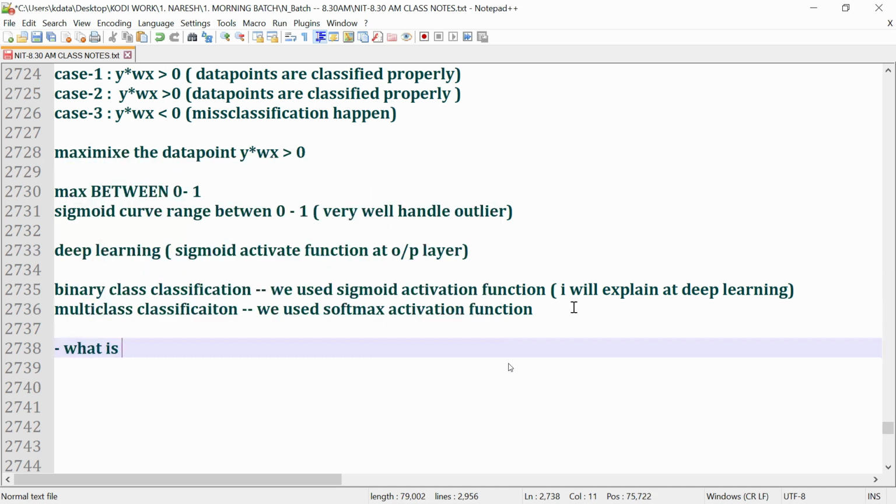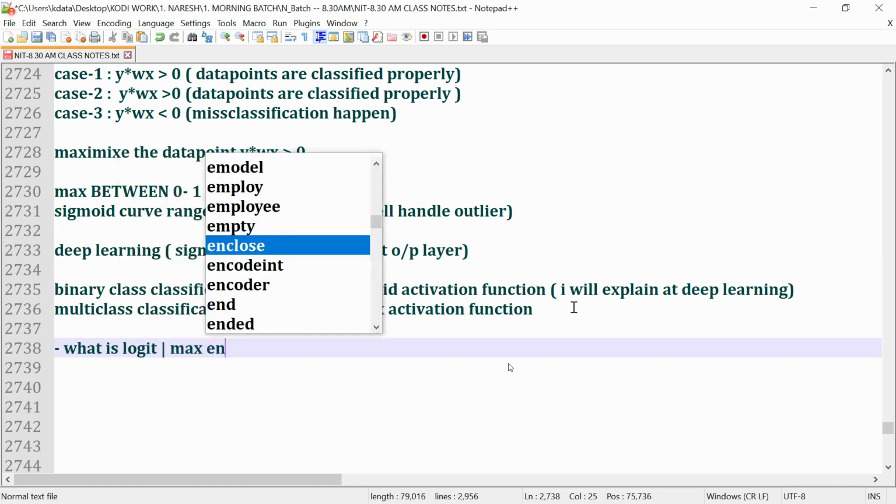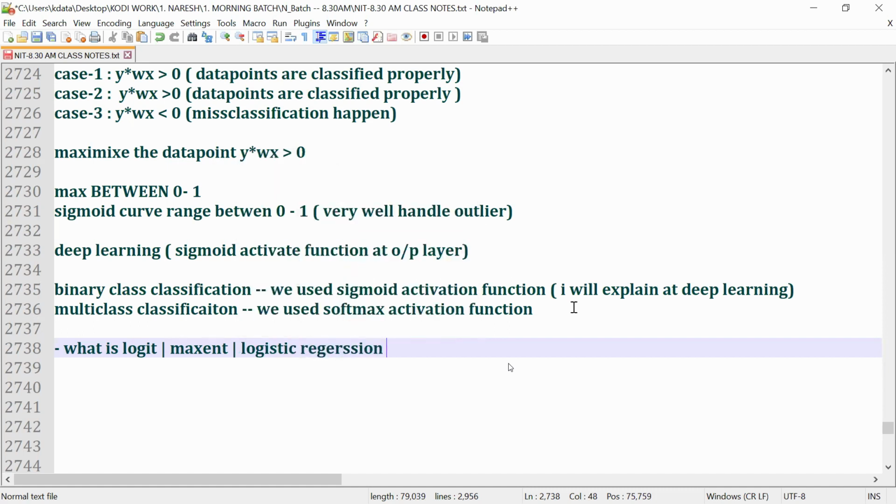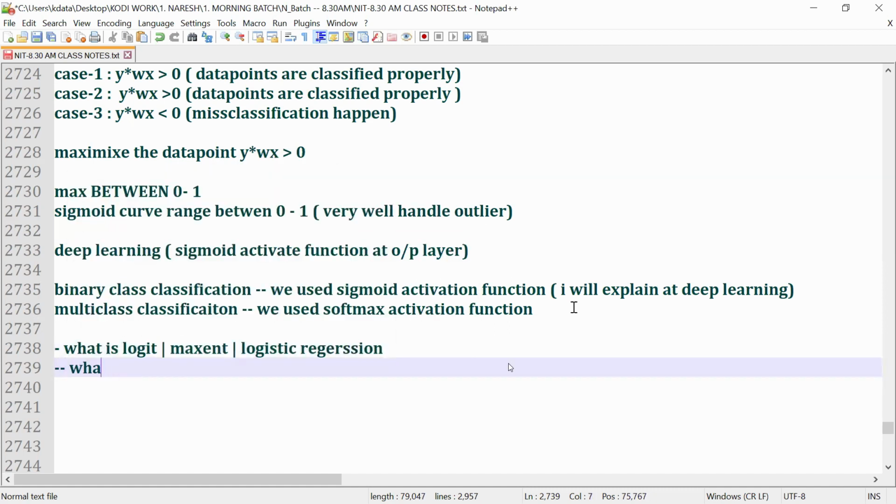The first thing, what is logit or maxent or logistic regression? This is the first question. Now, have you ever built logit models? You said yes, which is logistic regression. Have you ever built maxent? Yes, it's logistic regression. The ones who study data science, you call them and ask, have you ever built a maxent algorithm? No, they don't know. I will tell you why I call this maxent tomorrow in the practical.